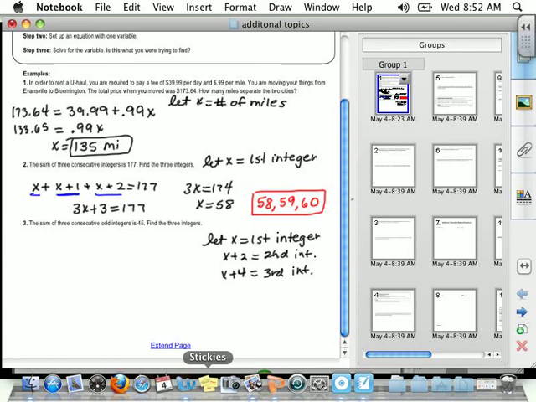But let's think about it. If my first one was, I don't know, 5, what would the next odd integer be? 7, right? That's 2 more. So it was whatever your first one was plus 2. You're skipping over 6, so you're skipping 2 spaces. The next one would be 9, right? So you'd have 5, 7, 9.